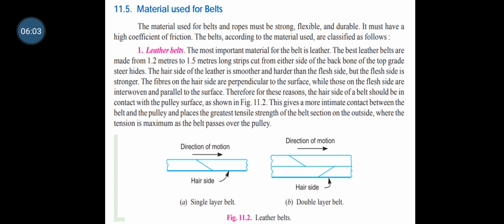The hide side of the belt should be in contact with the pulley. This gives a more intimate contact between the belt and the pulley and places the greatest tensile strength of the belt section on the outside for the maximum in tension as the belt passes over the pulley.